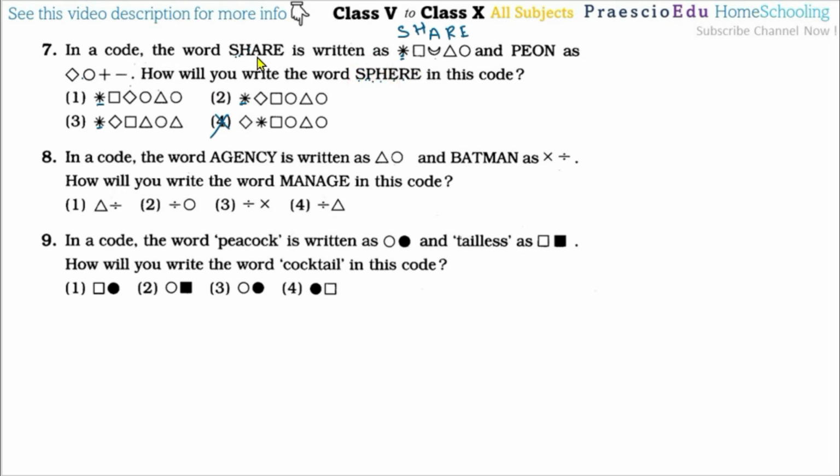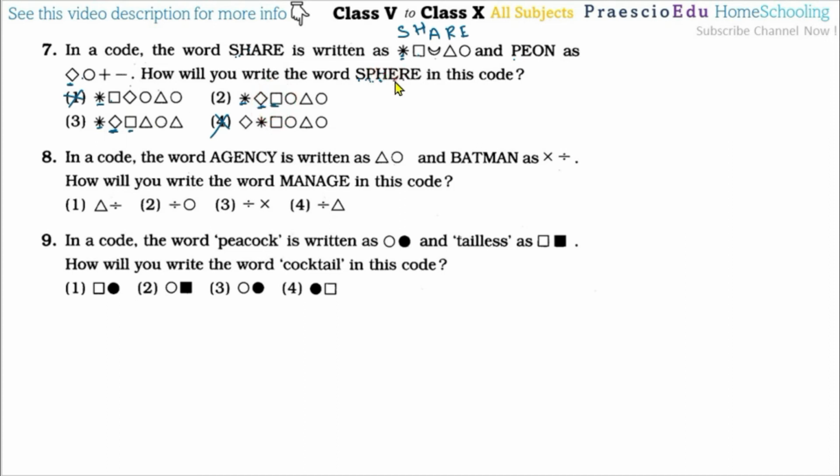Then P means P having the first symbol means this one. So after the S there should be the P. So this and this, option number 1 is incorrect. Then H means this square symbol. So this one is correct.